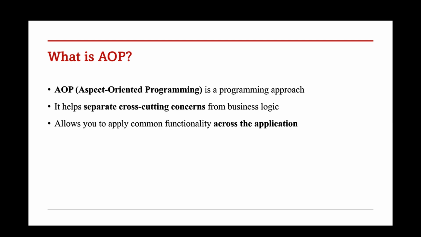Think of it like this. Your business methods have one job: business logic. Creating an employee. Processing an order. Managing payments. That is all they should do. Everything else, logging, security, transactions, monitoring, that is AOP's job. You define it once. AOP applies it wherever you need it. Your business methods never even know it is happening.